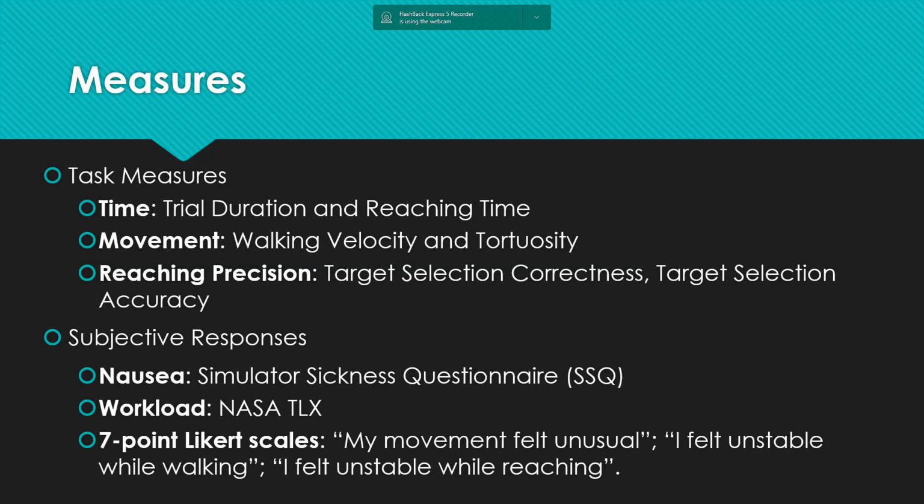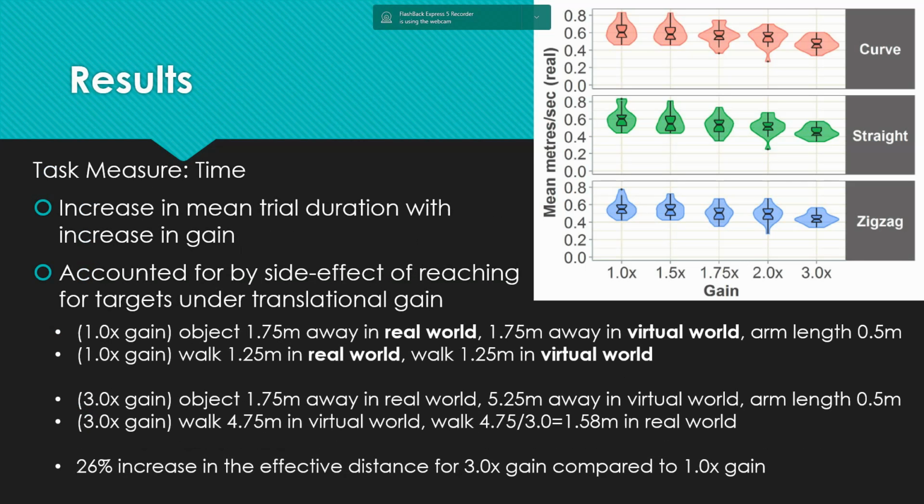Subjective responses were nausea, which was measured using the simulator sickness questionnaire, workload using NASA TLX, and they had some custom questions. Like, my movement felt unusual, I felt unstable while walking, I felt unstable while reaching. These three were measured using a 7-point Likert scale.